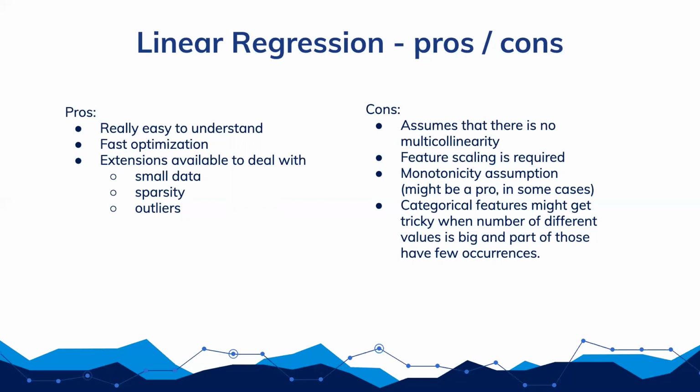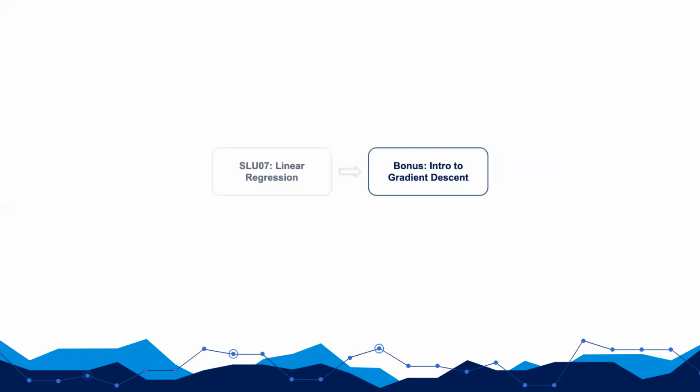These might be tricky to deal with in linear regression when you have a number of different values, and some of these values have very few occurrences. So this can also be a con of this particular model. You need to be careful with these things when you use linear regression.